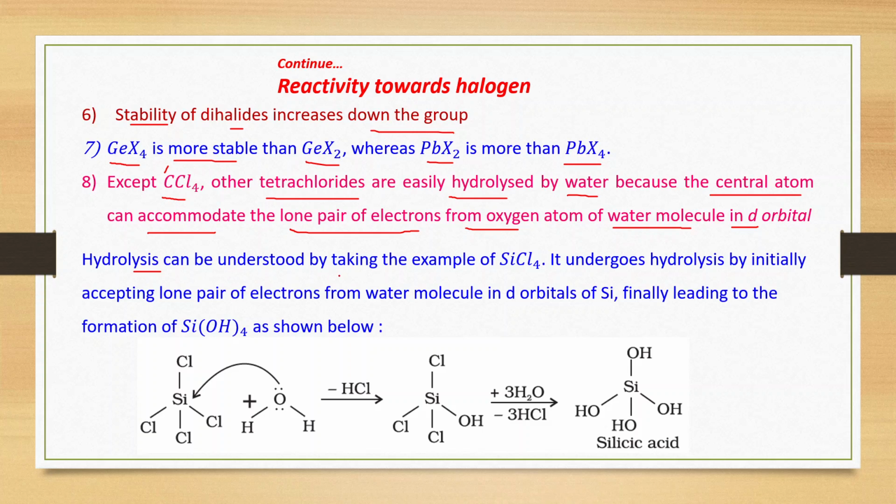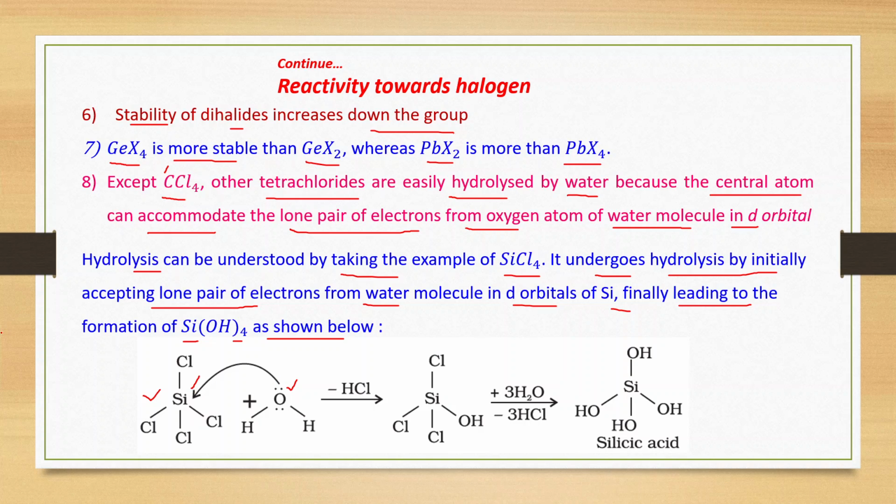Hydrolysis can be understood by taking the example of SiCl4. It undergoes hydrolysis by initially accepting a lone pair of electrons from the water molecule in the d orbitals of Si, finally leading to the formation of Si(OH)4 as shown below. See, this is SiCl4. First of all, a lone pair of electrons from the oxygen of water is donated to this silicon in the empty d orbital of silicon.